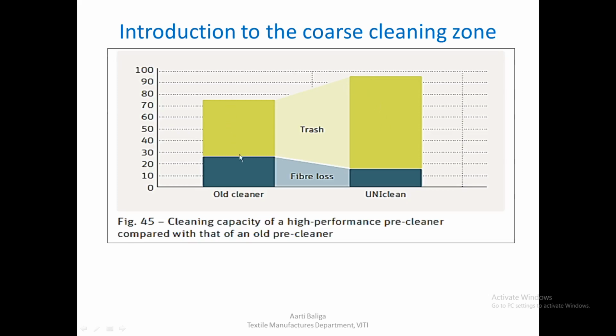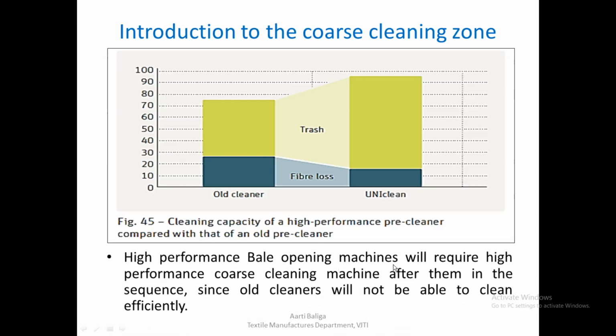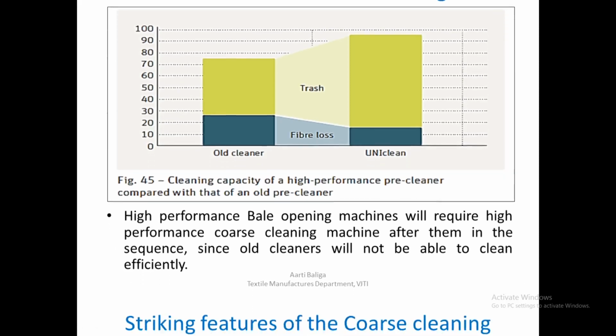And if you analyze the trash that has been removed, we can see that the fiber loss in the new machine has reduced drastically, and at the same time the trash content in the total waste removed has increased compared to the old cleaner. So high performance bale opening machines will require a high performance coarse cleaning machine after them in the sequence, since old cleaners will not be able to clean efficiently. If we have modern bale opening machines, then we must also have modern coarse cleaning machines to help them clean better.